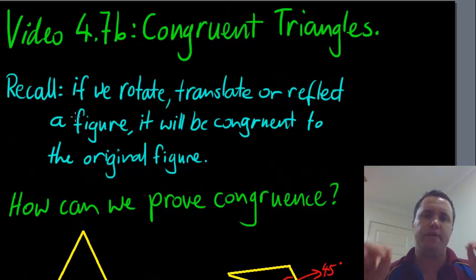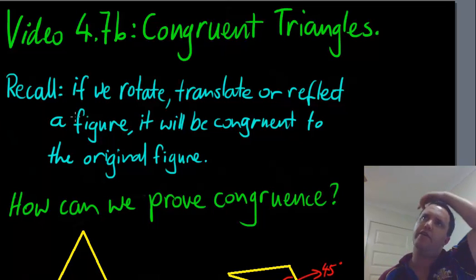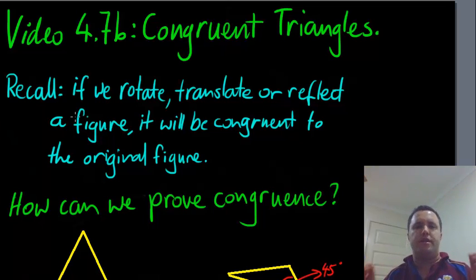Now we're going to be looking at congruent triangles, and there are some rules of geometry that are going to help you be able to tell between triangles whether they're congruent. So recall that we looked in the last video that if we rotate, translate, or reflect the figure, it will be congruent to the original figure. Those are the things you need to remember as we're going through this video.